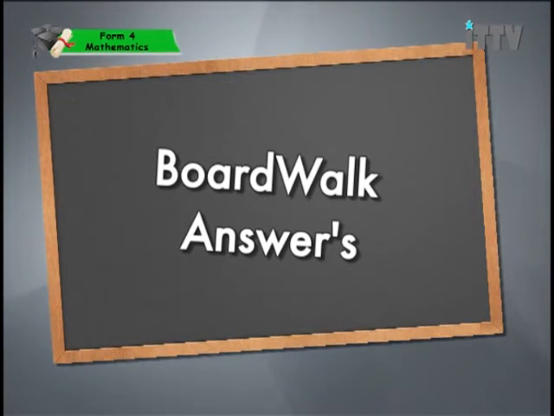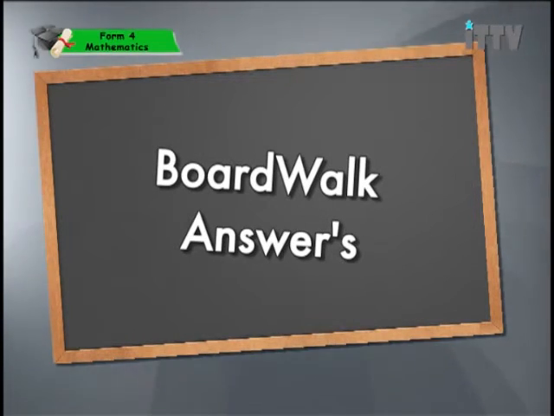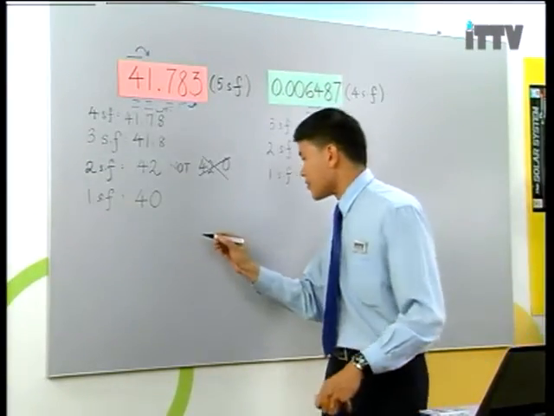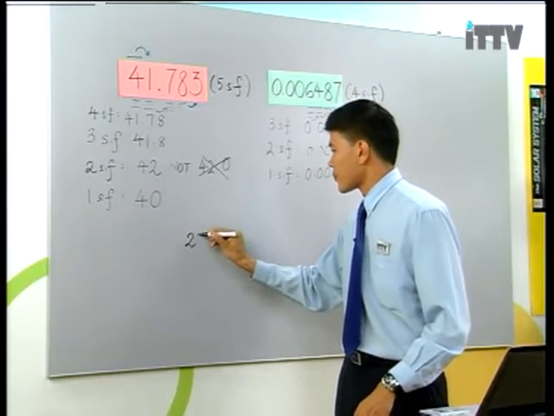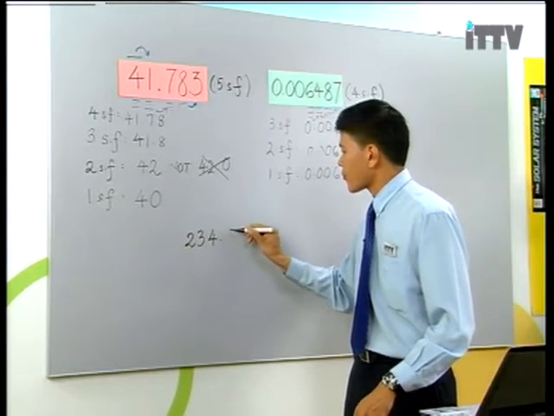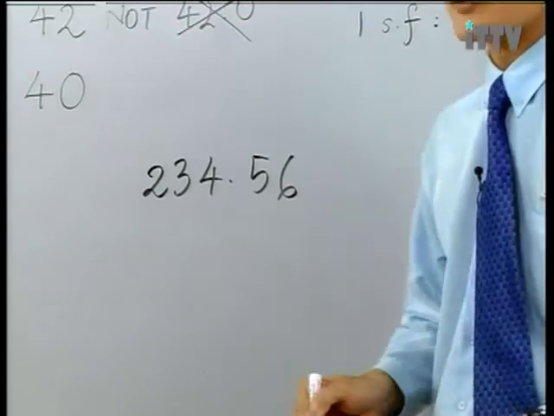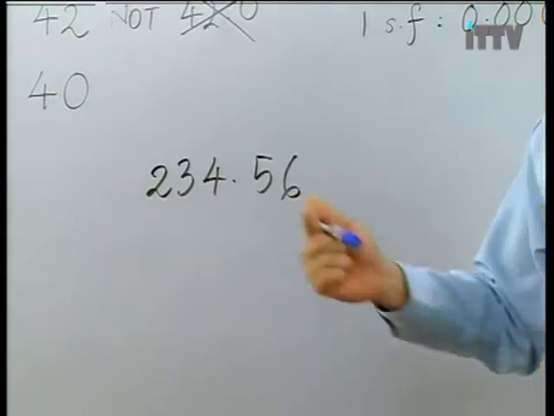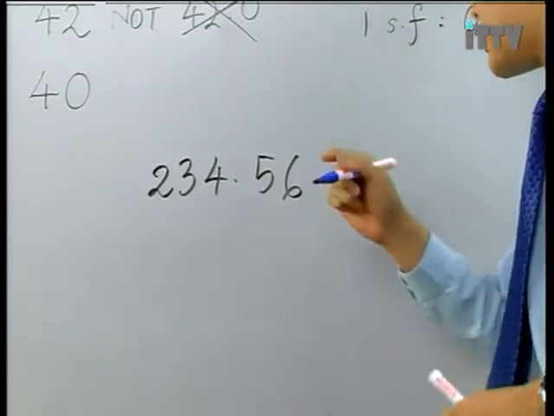Alright, for the first one, 234.56. Round it off to 4 significant figures. Okay, you already know the technique. This belongs to case 1. A positive number greater than 1, 4 significant figures.